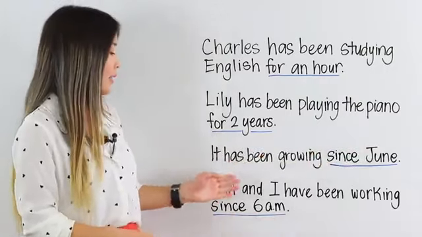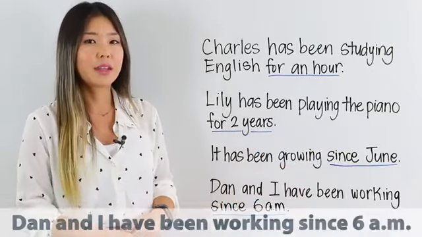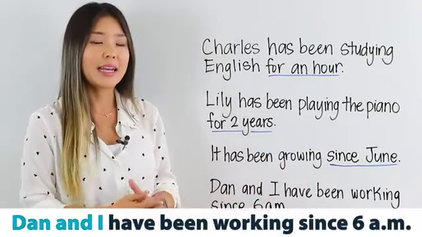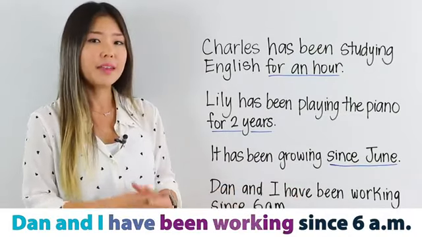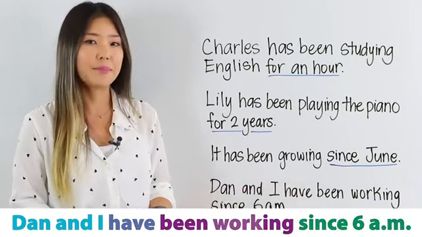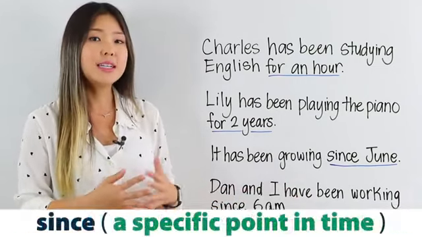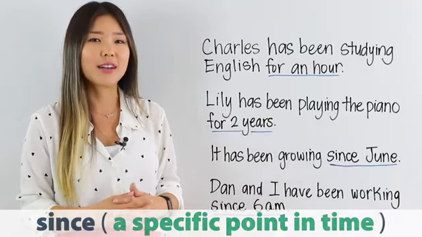And finally, Dan and I have been working since 6 a.m. The subject pronoun for Dan and I is we. Therefore, we use have. At the end of this sentence, we have since 6 a.m. Remember that with since, we talk about a specific point in time when the action started.